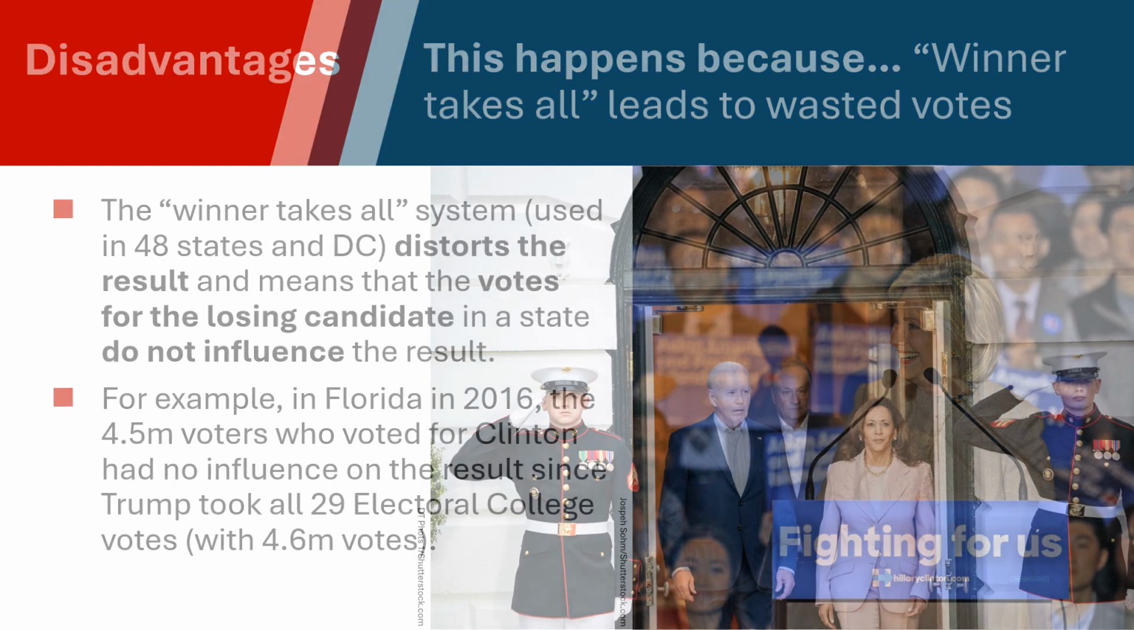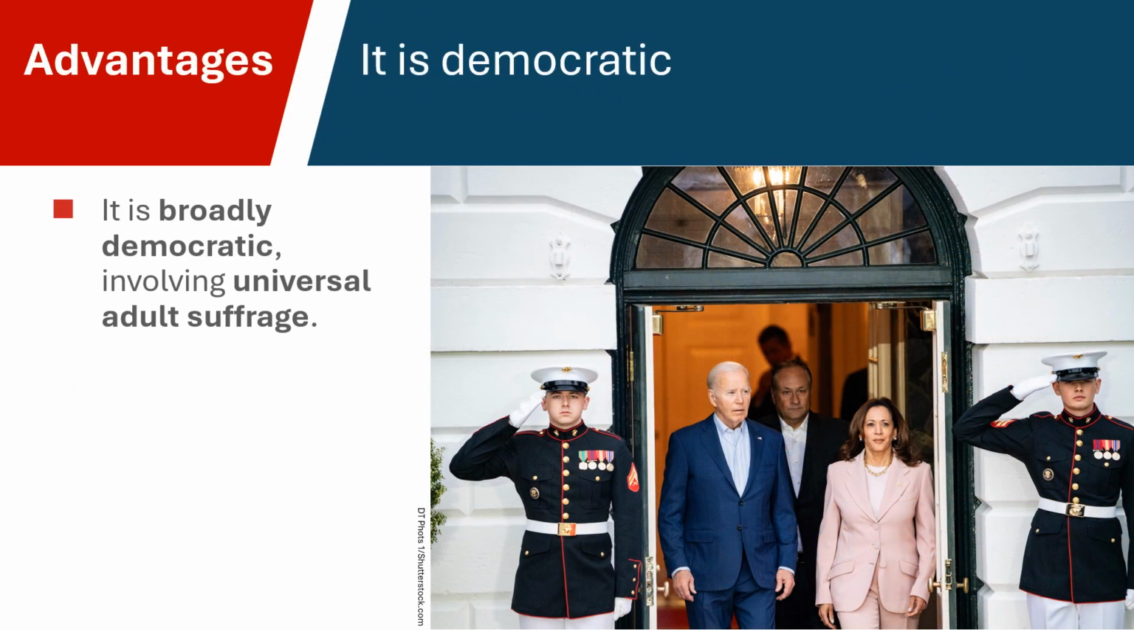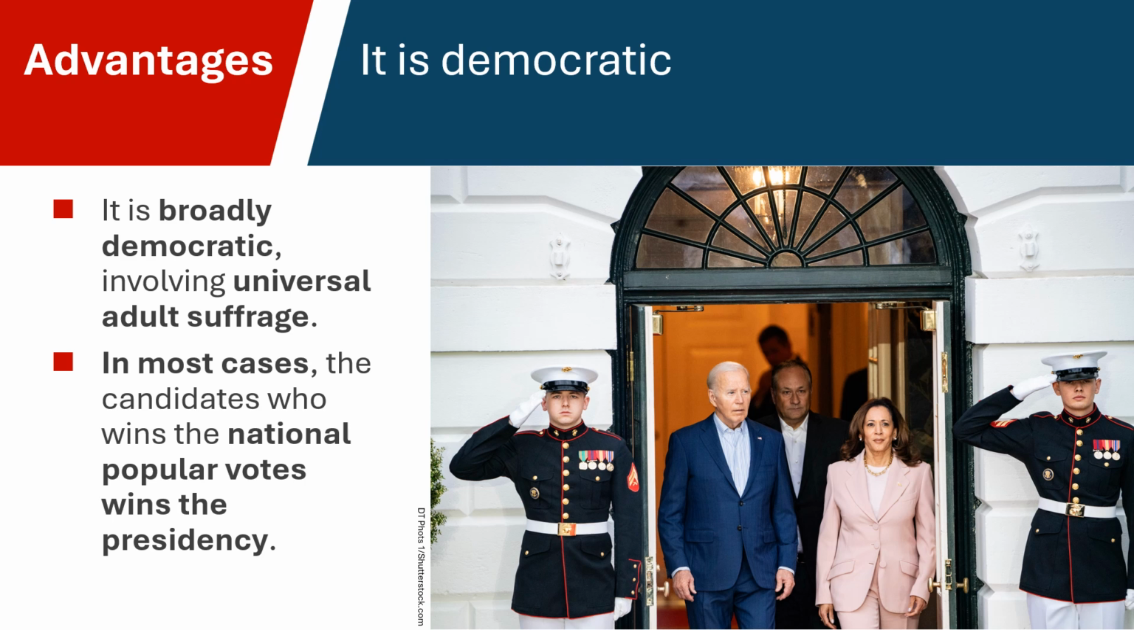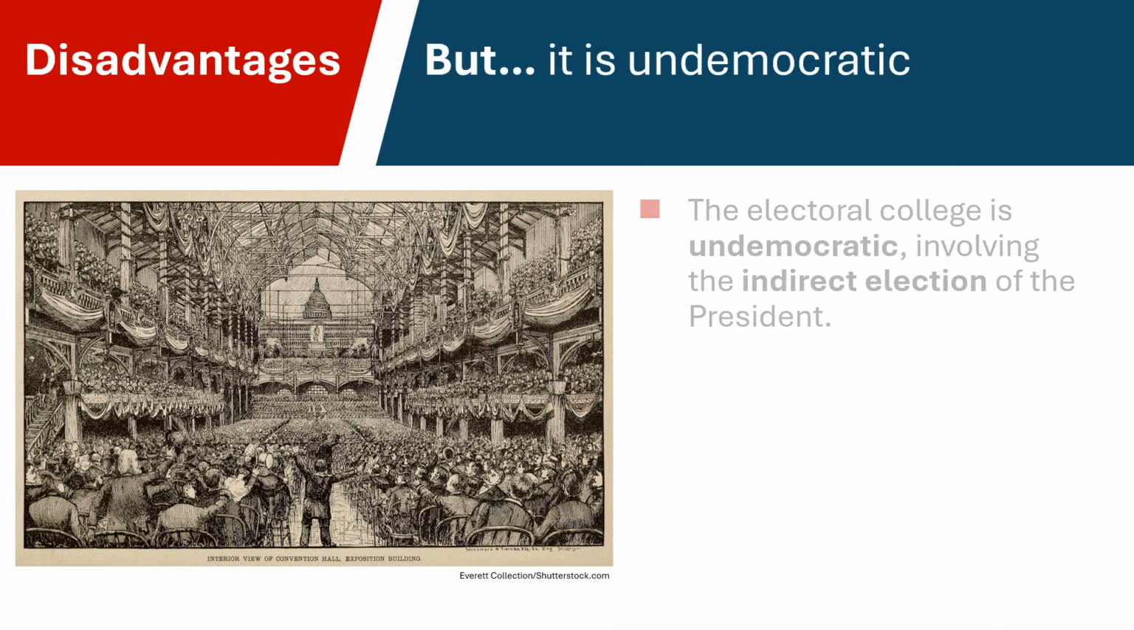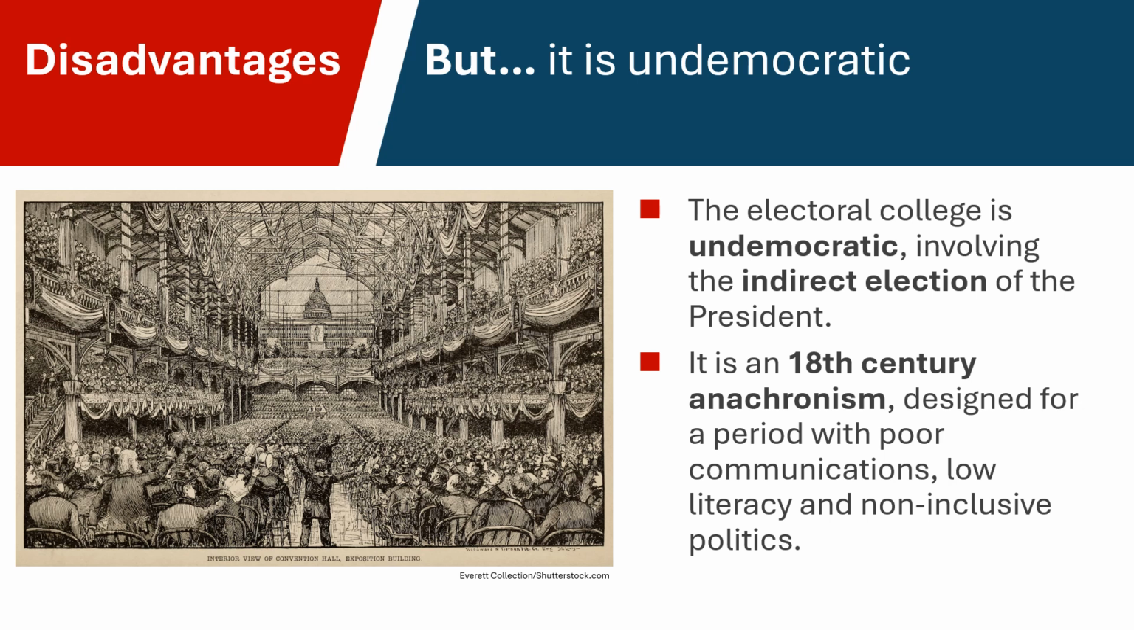The Electoral College could be seen as broadly democratic. It involves universal adult suffrage, with all citizens over the age of 18 allowed to vote, and, in most cases, the candidate who wins the national popular vote wins the presidency. However, the Electoral College can be viewed as undemocratic for a number of reasons. It involves the indirect election of the president. Many view it as an 18th century anachronism, designed for a period with poor communications, low literacy, and non-inclusive politics.